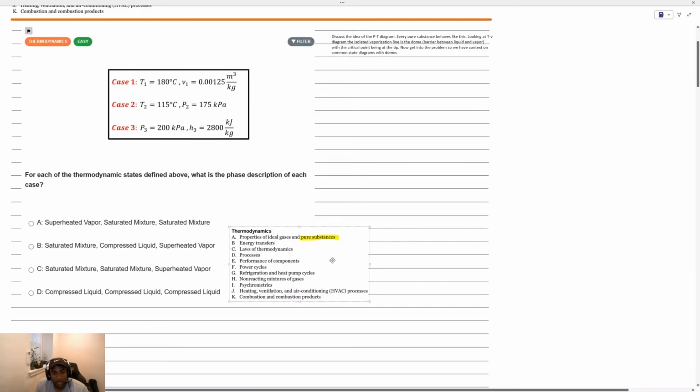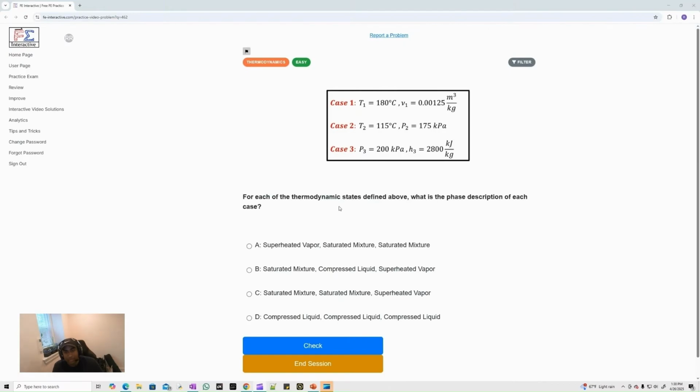So this first problem is related to pure substances. Let's go ahead and get into it. For each of the thermodynamic states defined above, what is the phase description of each case? We're given 3 cases above with some properties, and we're asked to determine is it a compressed liquid, a saturated mixture, or a superheated vapor?